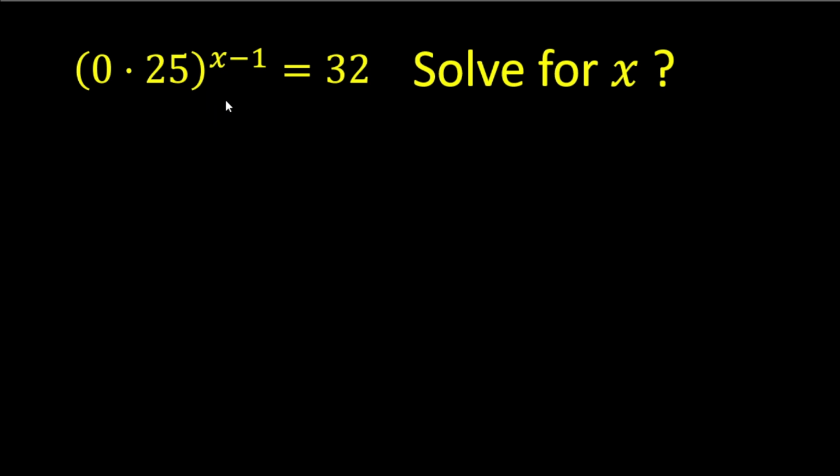Hello everyone. Today in this video we'll solve this expression: 0.25 to the power of x minus 1 is equal to 32, and we'll solve it for the value of x.